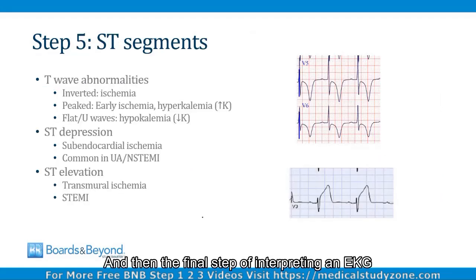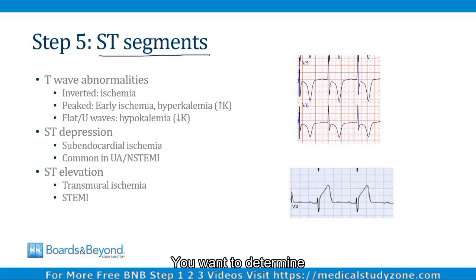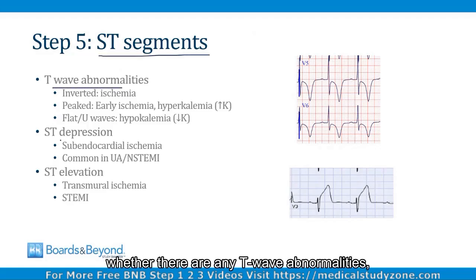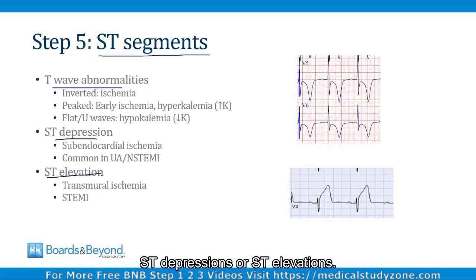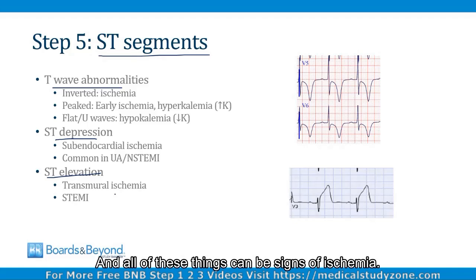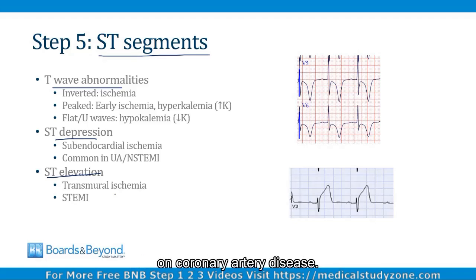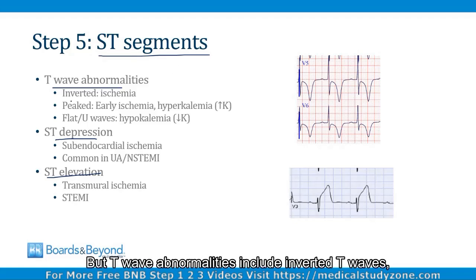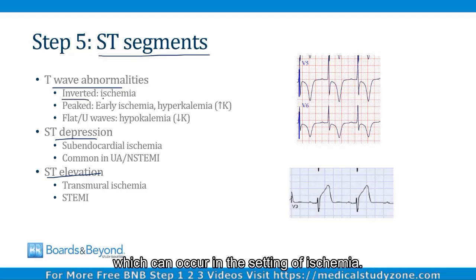And then the final step of interpreting an EKG is to examine the ST segments. You want to determine whether there are any T-wave abnormalities, ST depressions, or ST elevations. And all of these things can be signs of ischemia, and I talk about them in the video on coronary artery disease. But T-wave abnormalities include inverted T-waves, which can occur in the setting of ischemia.